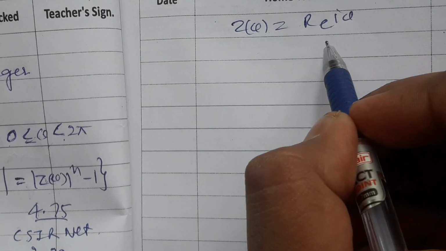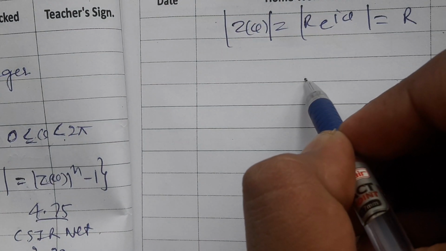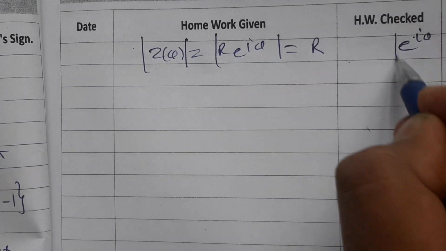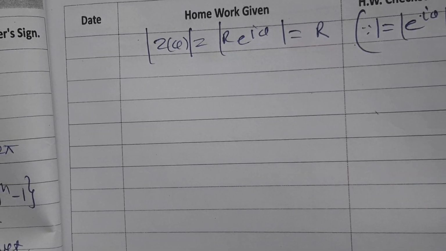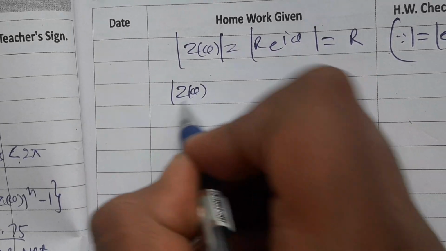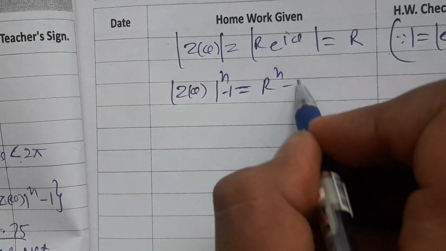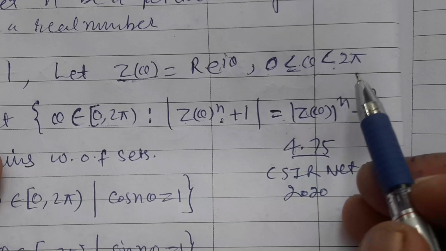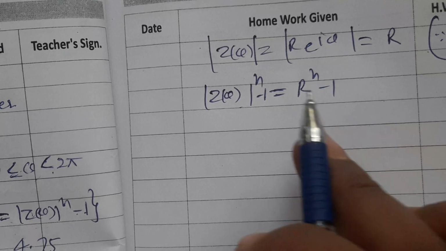Since we have been given the value of z theta equal to r e to the power iota theta, taking modulus it's nothing but r, because the modulus of e to the power iota theta is 1. Since we have taken the power, modulus of z of theta to power n is nothing but r to the power n, and minus 1 is r to the power n minus 1. So I have found the value of z theta to power n minus 1, which is r^n minus 1.